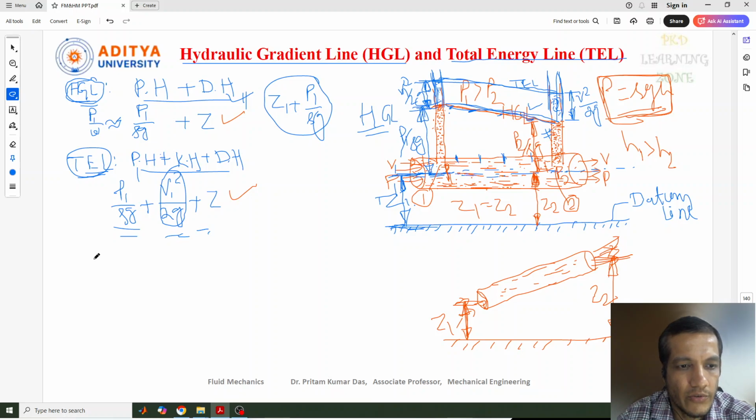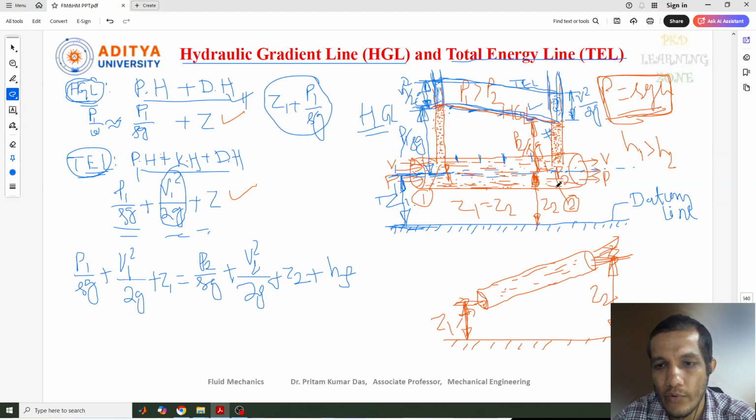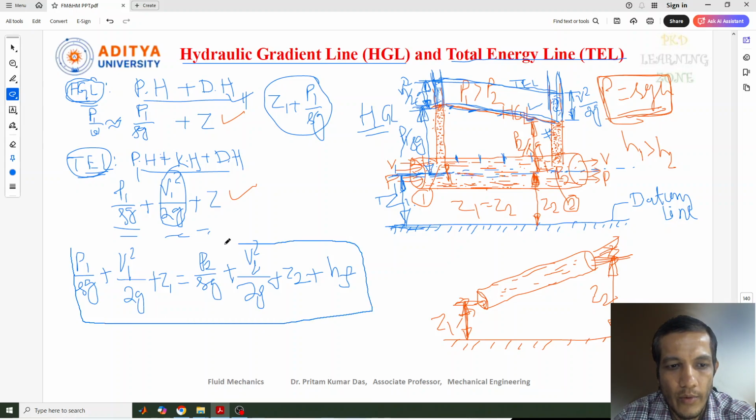Okay. So Bernoulli's equation, what does it say? P1 by rho g plus V1 square by 2g plus Z1 equals P2 by rho g plus V2 square by 2g plus Z2 plus some losses. As I told you, when there is liquid flow in the pipe, some losses will be there. That loss is nothing but HF. So this is the Bernoulli's equation.